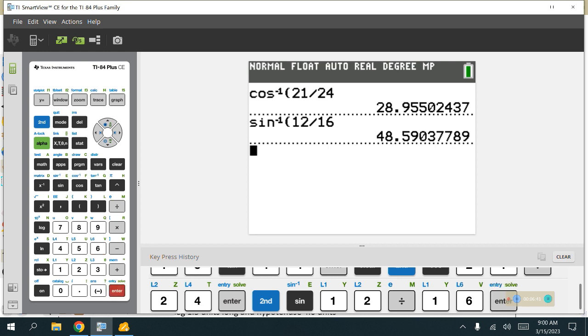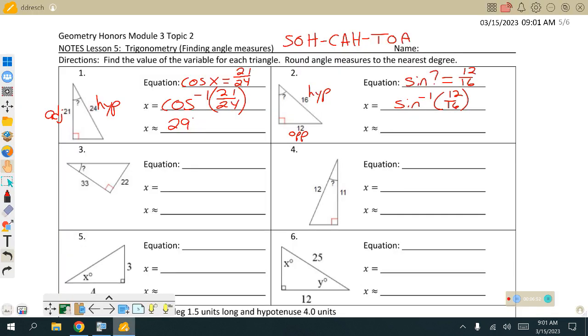Punch it in, enter. Again, angles, we typically round always to the nearest degree, unless it states otherwise. But that's what we're doing right now. So what do we got? 49 degrees. 48.5 rounds up to 49 degrees. Again, that's as crazy as we're getting. All right, let's do a couple more here.